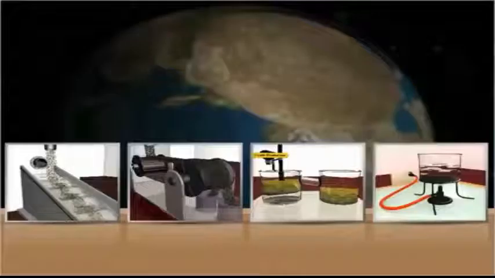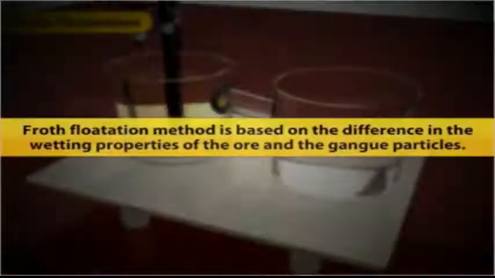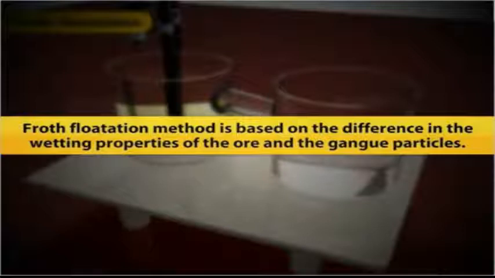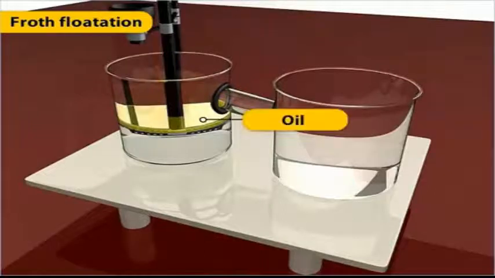The next method used for concentration of ore is the froth flotation method, which is based on the difference in the wetting properties of the ore and the gangue particles. The froth flotation method is used exclusively for sulfide ores, where the ore particles are wetted by oil, while the gangue particles are wetted by the water.